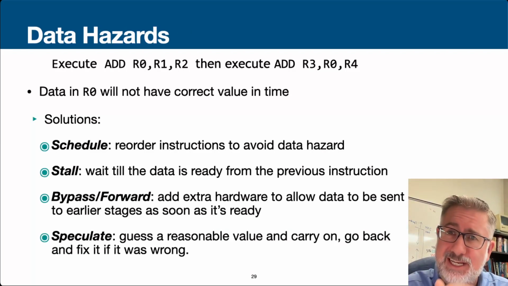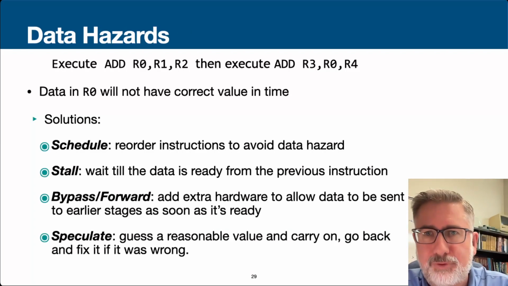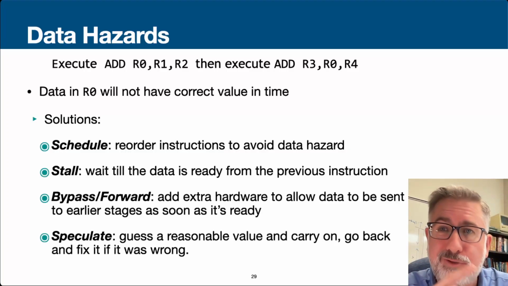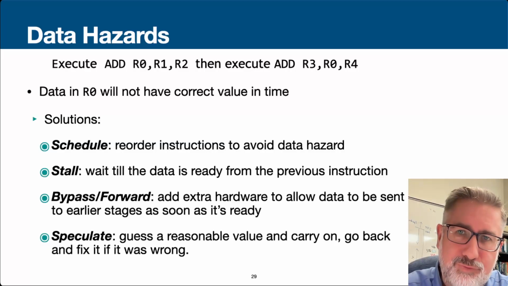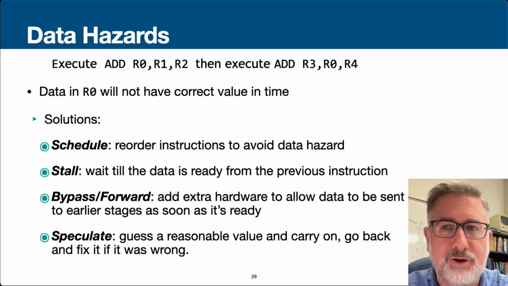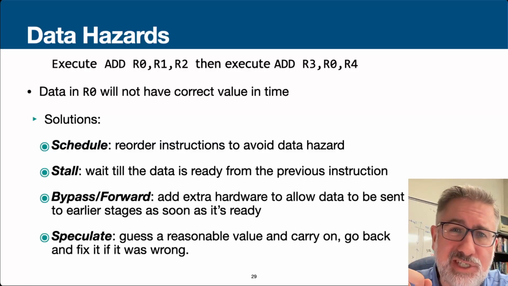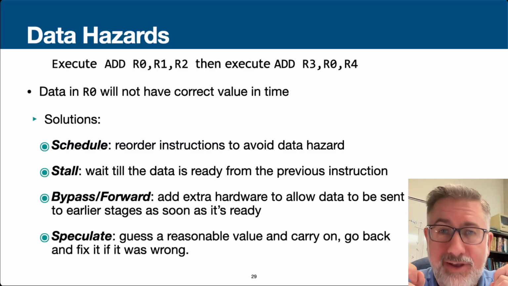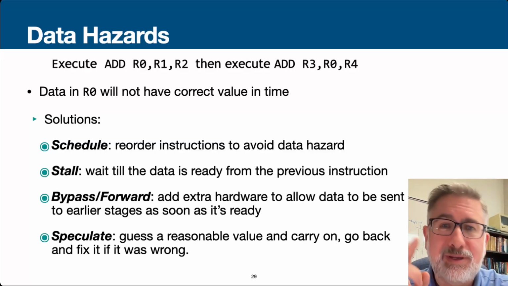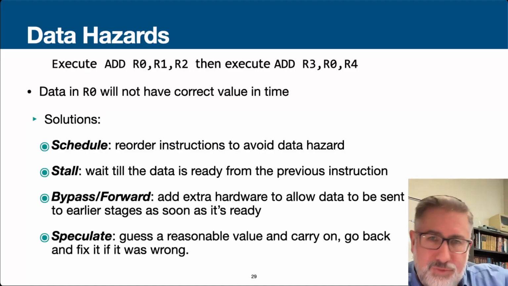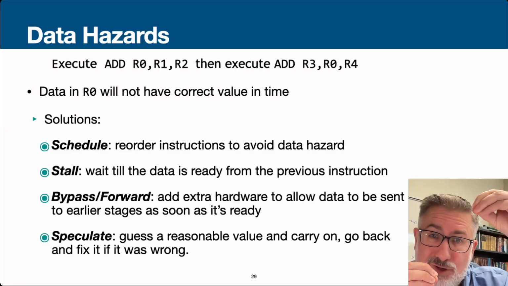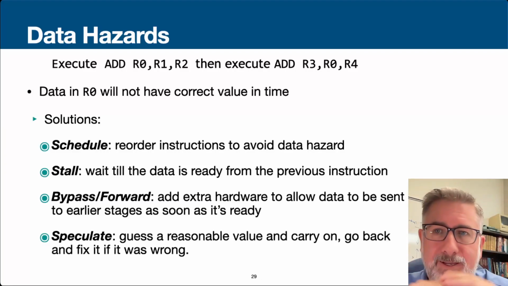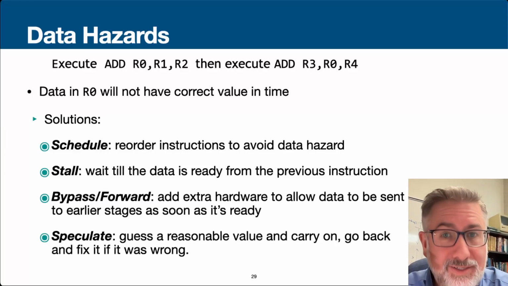So what about data hazards? Here's an example, right? We're going to add R1 and R2 and put the result into R0. And then right away after that, we're going to add R4 to R0 and put the result in R3. The data in R0 will not be ready when the second instruction needs it, because it takes a few other cycles before the result is written back to the register file before it can be read as a source for the next instruction. Okay, so that's a data hazard.